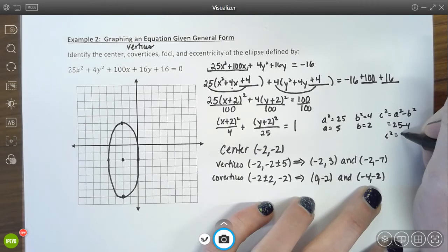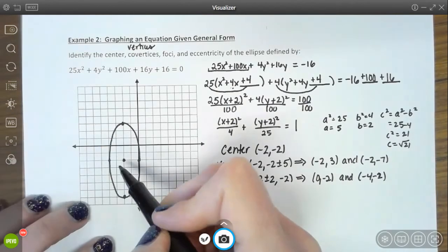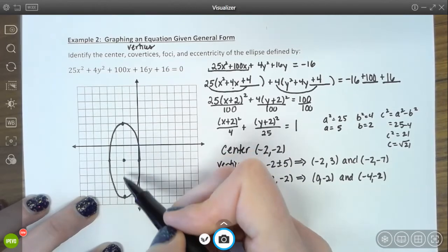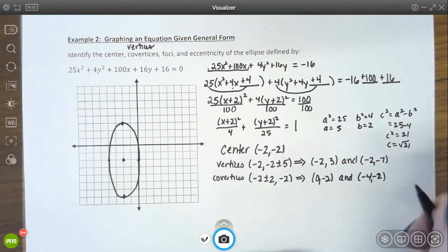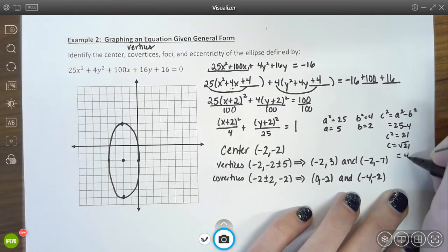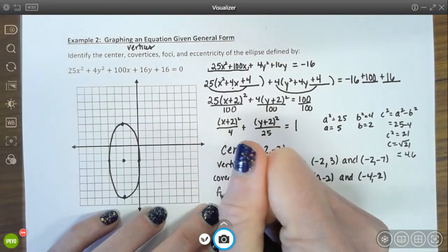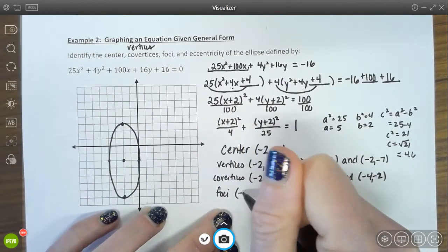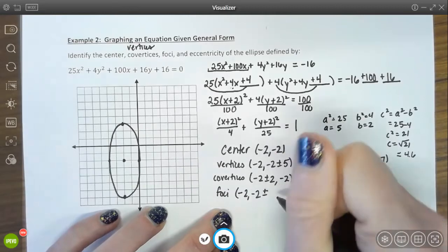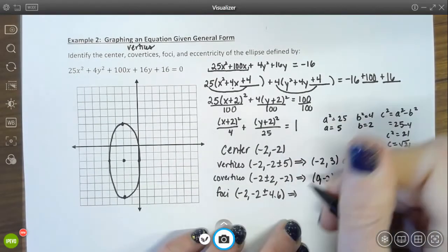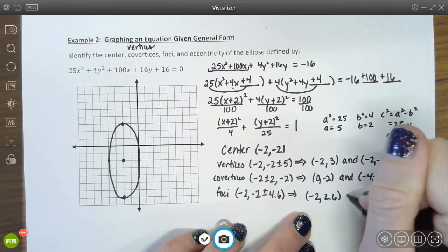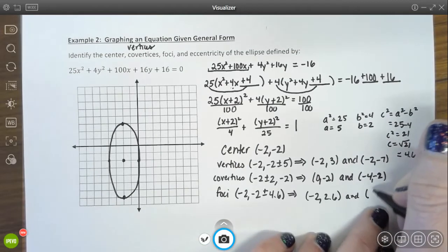So my foci are radical 21 units away from my center. So I would go, again, along my major axis up and down those c units. And again, radical 21, it's about 4.6. So that means when I go to find my foci, I'm taking the y coordinate and adding or subtracting that radical 21 or that 4.6. So I'd go to -2. If I go up 4.6 units, I would land at 2.6. And if I go down 4.6 units, I would land at -6.6.